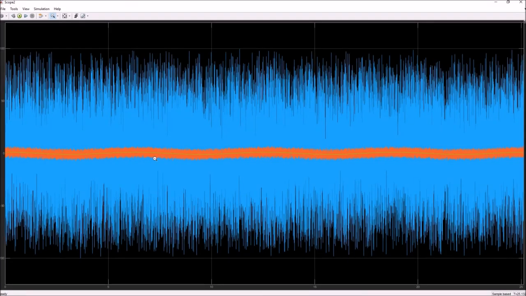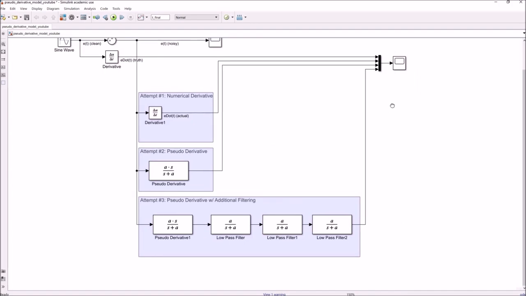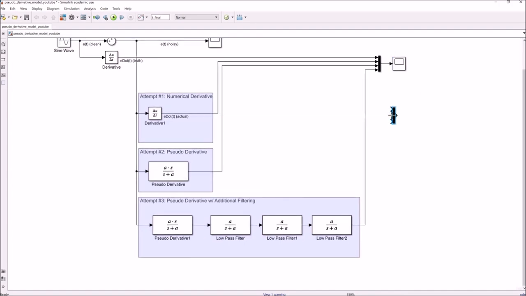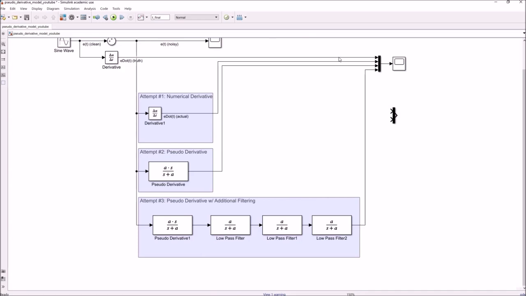Now we're cooking. Look at that. See that green signal? That green signal is looking pretty reasonable. In fact, why don't we just isolate that? Let's just look at only the green signal and the truth signal. So let me go change this to two. So I just want the truth value, right? This is what we're trying to compute, right? And we are going to compute that using our attempt number three, which is our pseudo derivative with extra additional filtering. In fact, three of them tossed on.